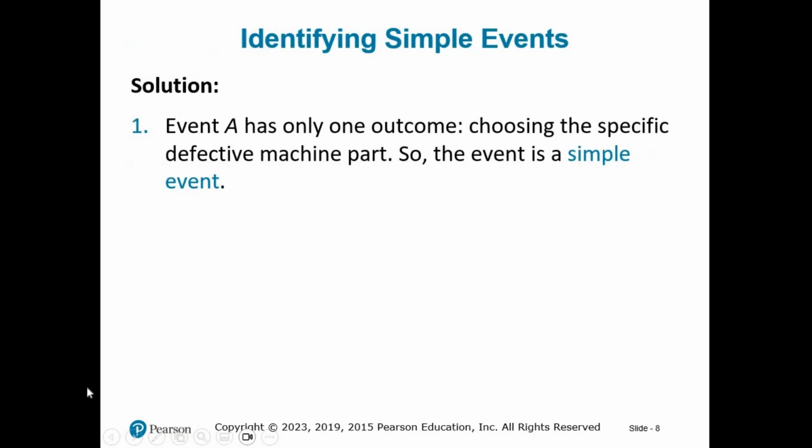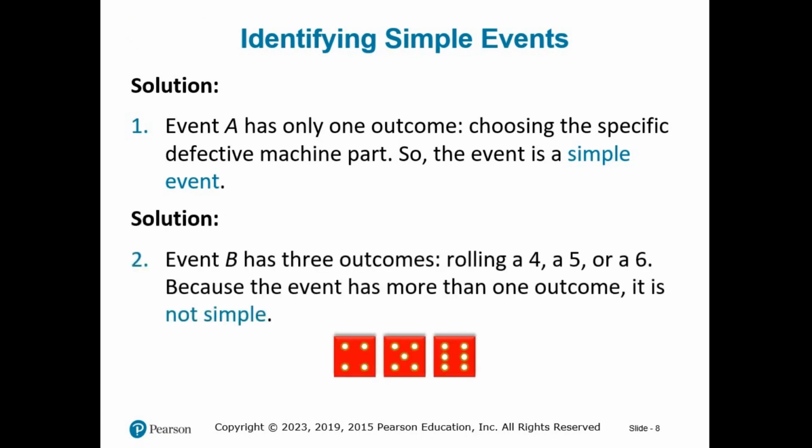Event A only has one outcome, choosing that one specific machine part that is defective. So event A is a simple event. Event B, on the other hand, has 3 outcomes. Rolling a 4, 5, or 6 is rolling at least a 4, so event B is not a simple event.